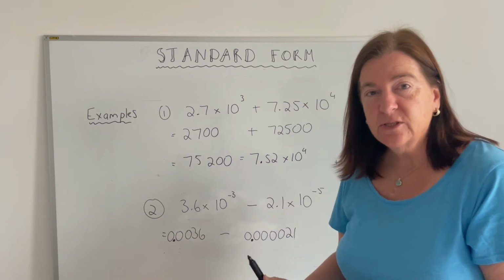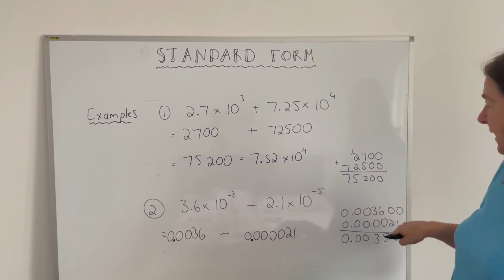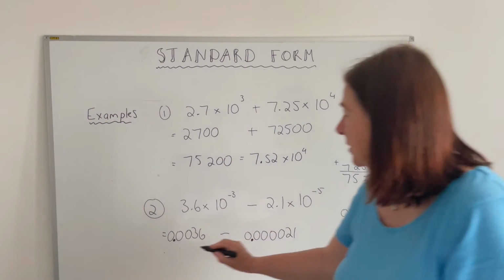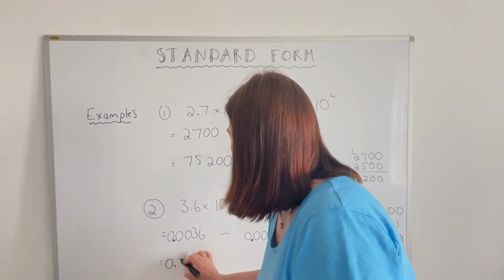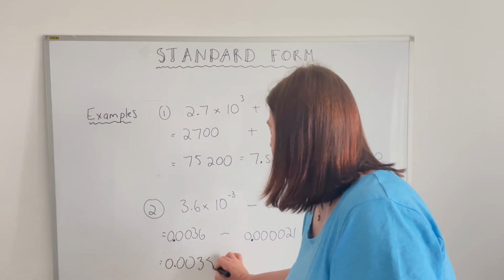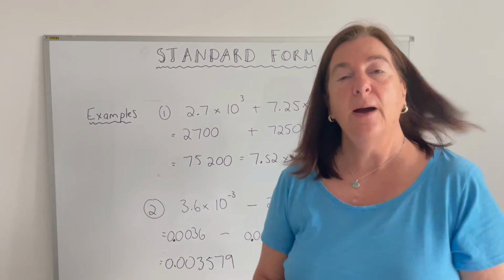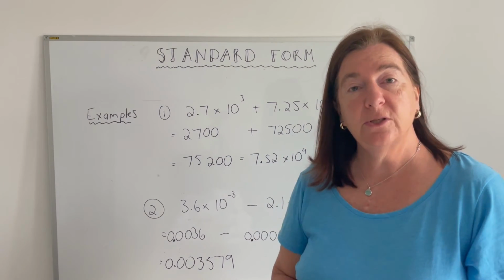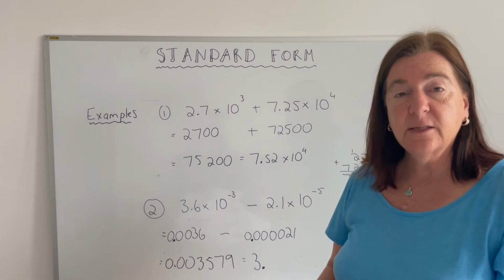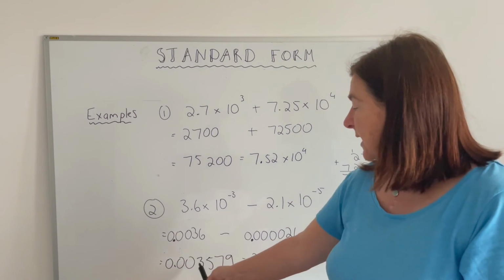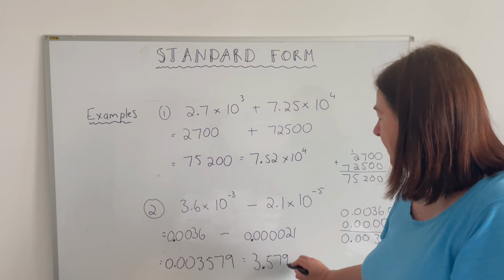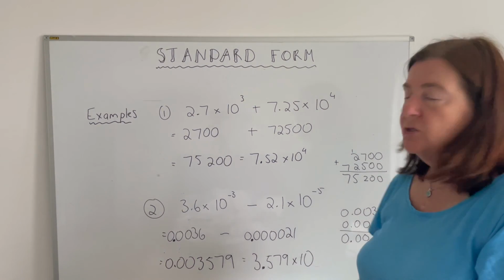Okay, now we do your subtraction. I've just done it here, hopefully you remember how to do it. Subtract, and I get an answer of 0.003579. That's my answer, but it's not in standard form. Let's convert it to standard form. So remember, standard form is always your decimal after the first digit. So it's going to be 3.579 times 10 to the power of something.